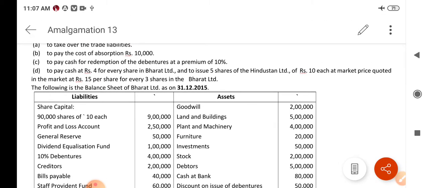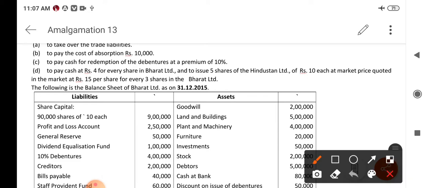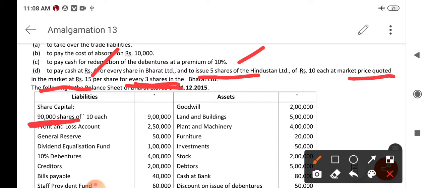And to issue 5 shares of Hindustan Limited of rupees 10 each, at a market quoted price, market value of rupees 15 per share, for every 3 shares in Bharat Limited. So here Hindustan Limited will issue 5 shares at the valuation of rupees 15 per share. Now we have to find out the total number of shares issued for 90,000.